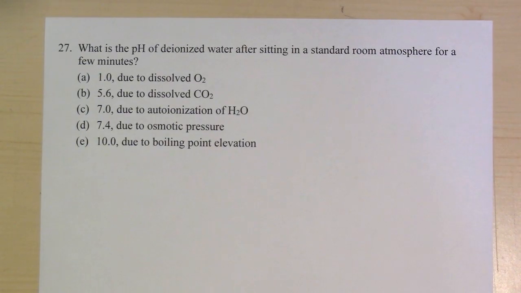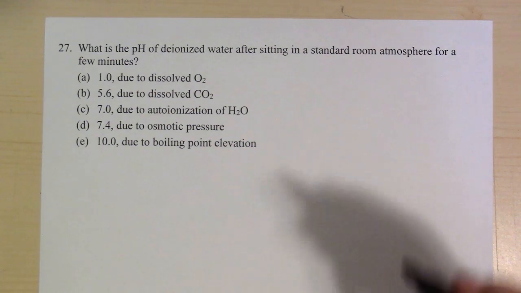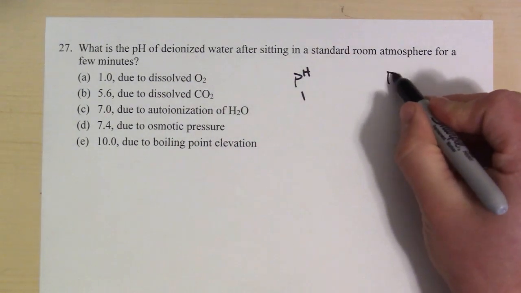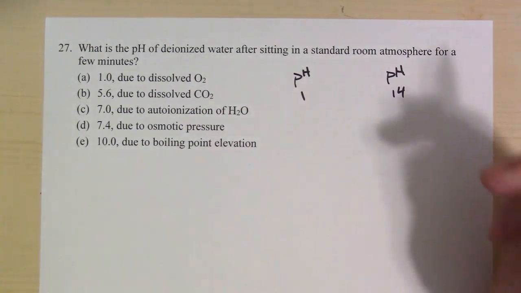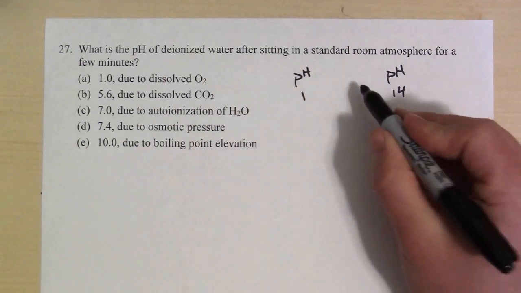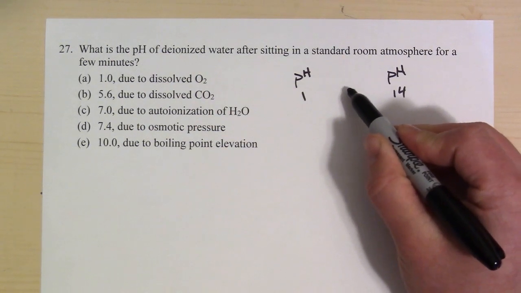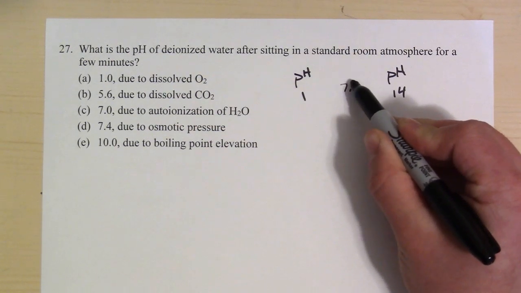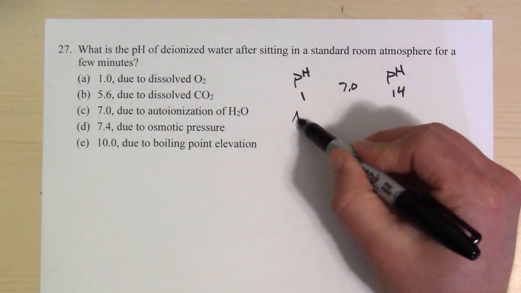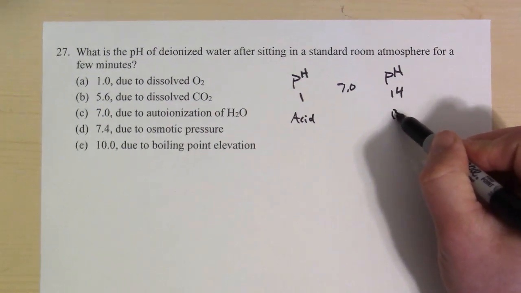Alright, moving to number 27. What is the pH of deionized water after sitting in a standard room atmosphere for a few minutes? Remember that when you have pH 1, that is going to be acidic, all the way up to pH 14, which is going to be very basic. So the pH of water is about 7-ish naturally, about halfway in between extremely acidic and extremely basic.